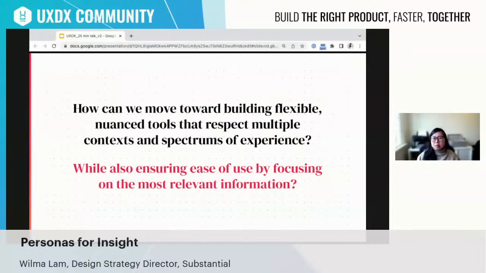So today, as our team's been reflecting on the need to, one, have something that we can bring to product teams to talk about, well, what are the needs of users and how do we define what our product or service can do? But there are two additional layers that we need to think about. So how do we move forward building flexible, nuanced tools that capture these insights, but that also respect multiple contexts and spectrums of experience? And at the same time, how do we also ensure that these are still easy to use, by focusing on the most relevant information.